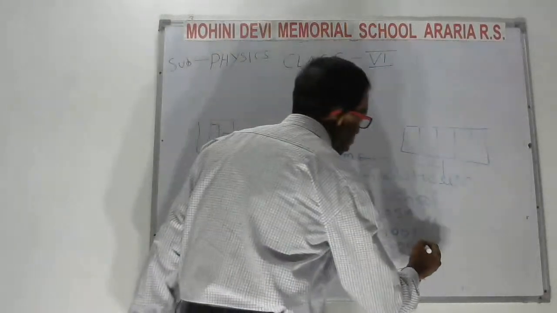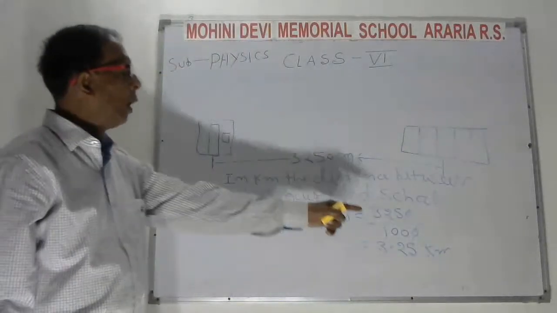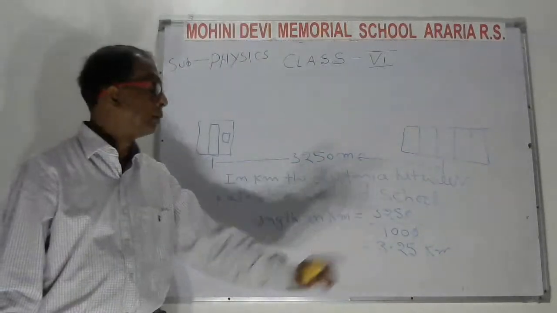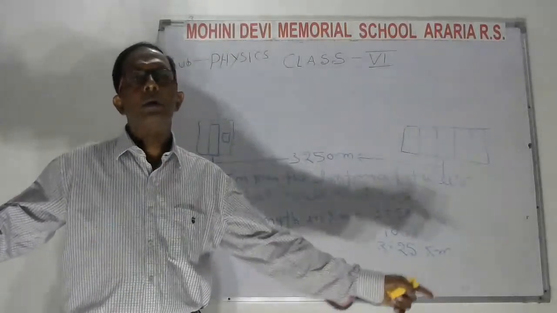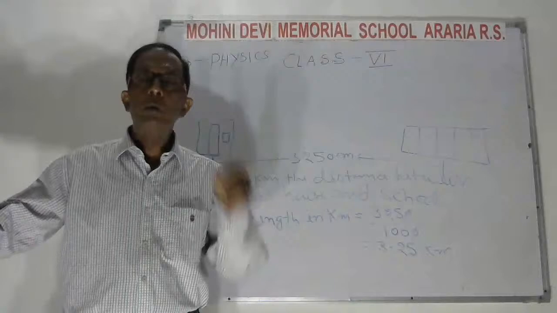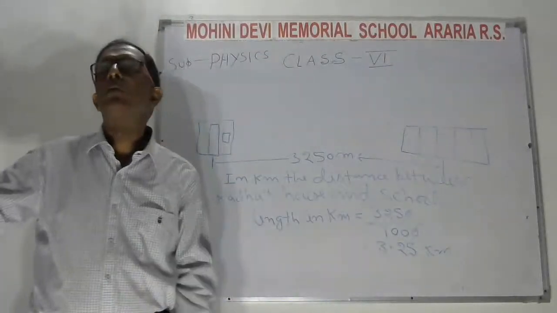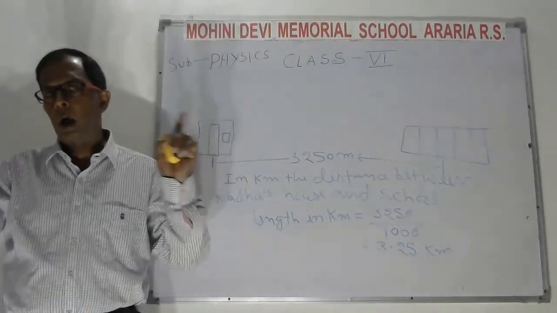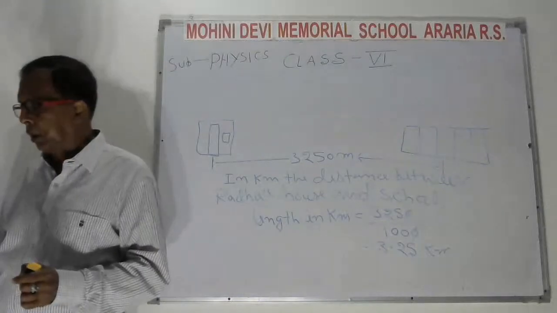This trick was also taught by a mathematics teacher: how I have divided 3,250 by 1,000 and the answer is 3.25 without calculating anything. You will do the calculation and the answer is 3.25 kilometers, the distance between Radha's house and the school. I think that it is clear.